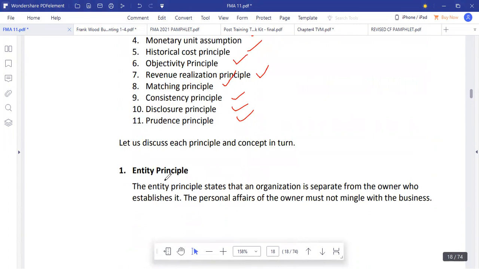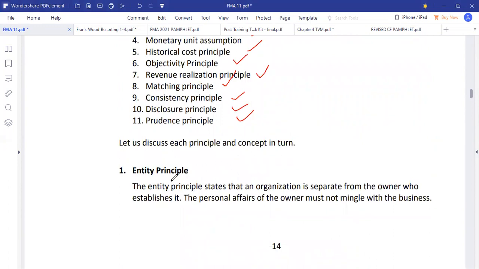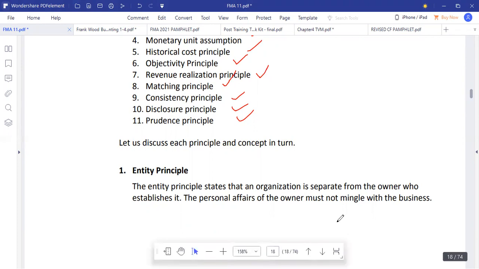Now, the separate legal or the entity principle is simply one that states that the business should be separated from the owners. Personal affairs and ownership affairs must not mingle.